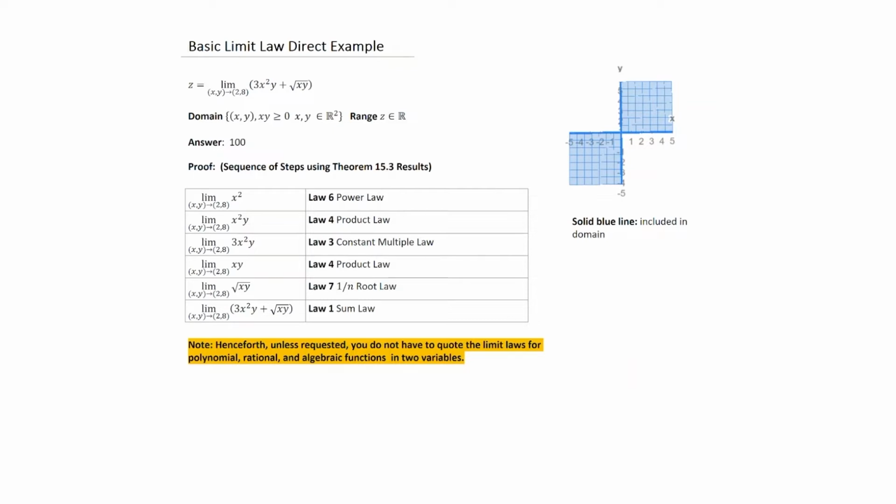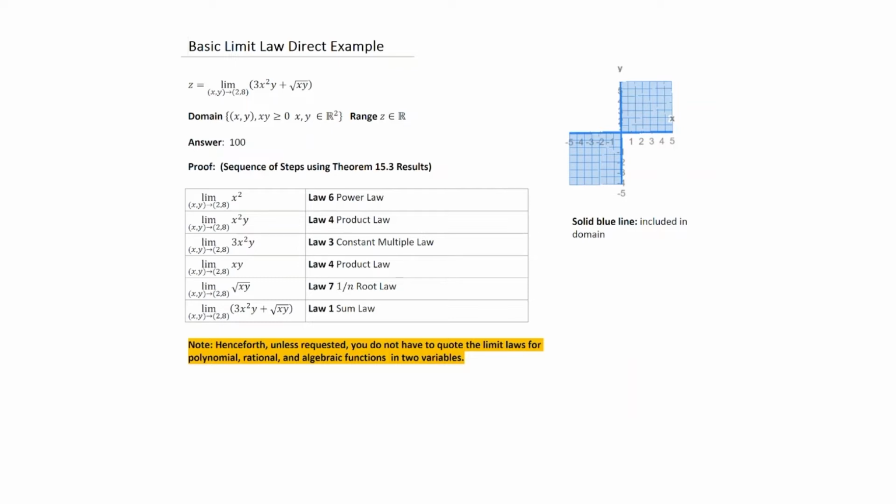Now if we were to plot this domain on the xy plane, you'll notice that the domain will include all possible combinations of x and y in the first and third quadrant, including the x-axis and the y-axis. That's why I've shown it as a solid blue line, because it's basically a closed set. All right, so how would we go about proving this particular function's limit existence?